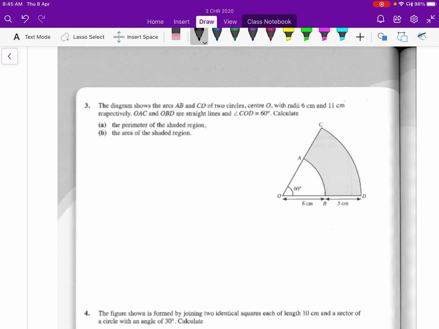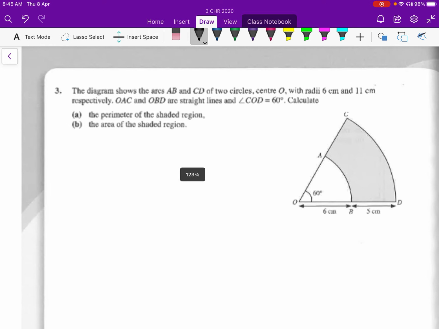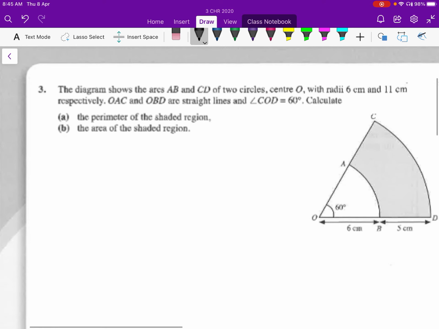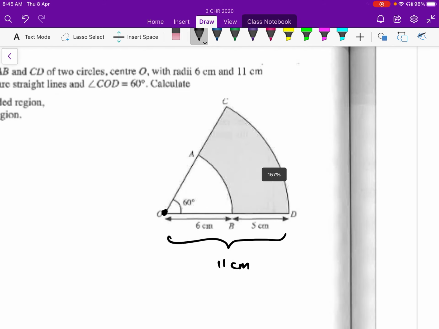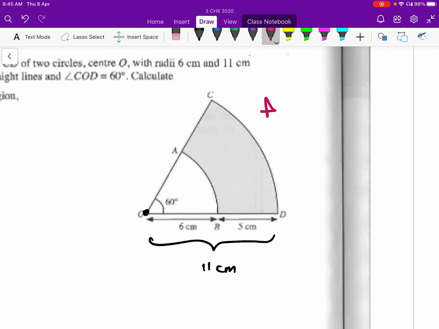Okay, who needs more time? No need. The next question. These are the arcs AB and CD of 2 circles, center O. They share the same center, radius 6 and 11. Okay, for this question, I want you to put a star because there is a misconception. Put a star for this.